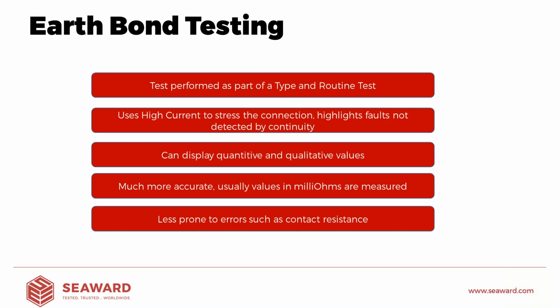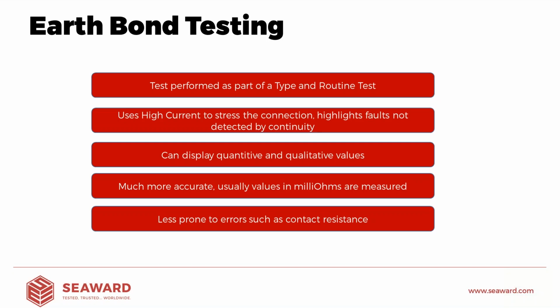And it will highlight faults that aren't detected by the continuity measurement. One of those being things like strands. If we had broken strands, the earth bond test will pick those faults up. We actually have a video towards the end of the presentation showing the difference when we apply a continuity current to a final strand of a piece of earth cable versus when we apply a high current bond test. So I'll show you that a little bit later as the webinar progresses.